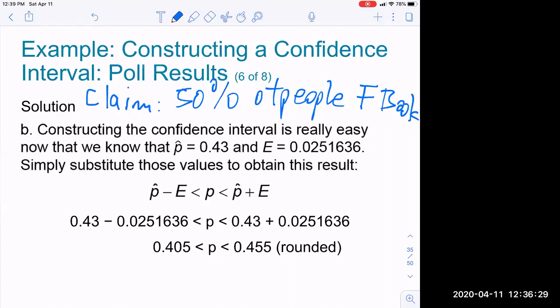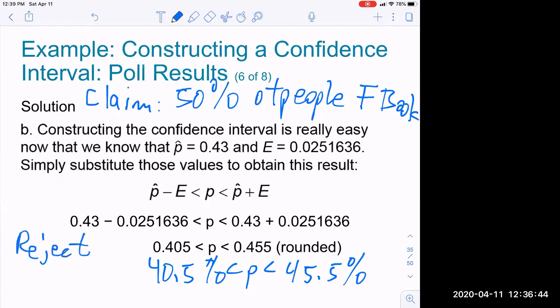We now have evidence right here because we're saying this. We're 95% confident the true value of P lies in this interval. Therefore, we're going to reject the claim. We don't say it's wrong. We just reject it because now we have evidence that says we think it's wrong. Because we're 95% confident that the true value of P lies in our confidence interval.